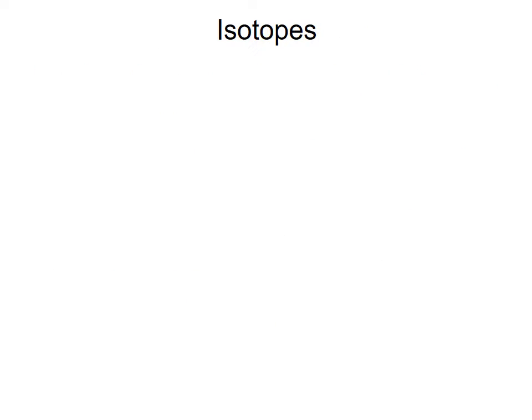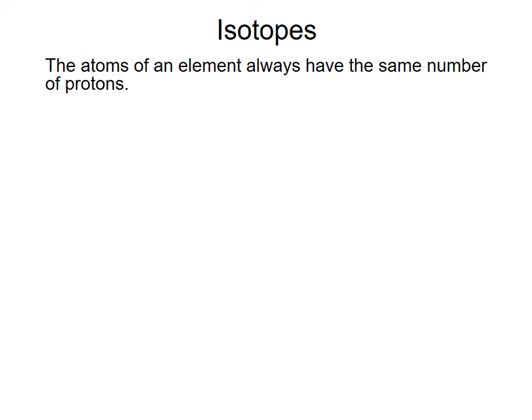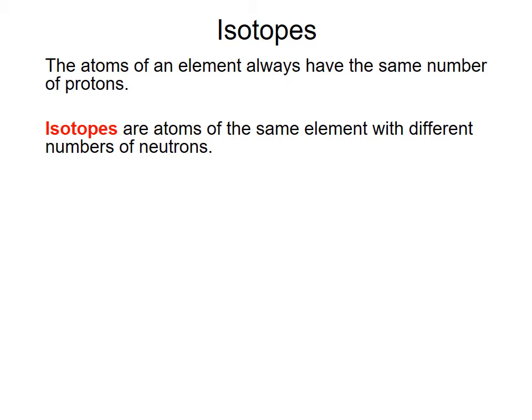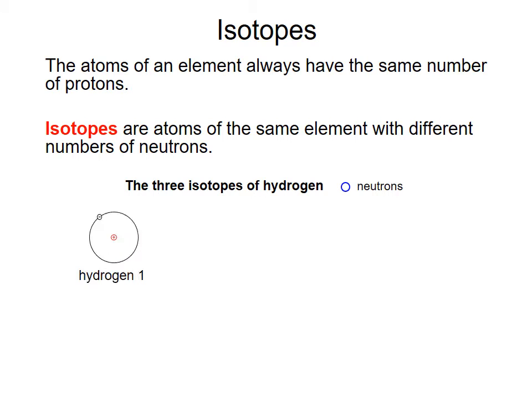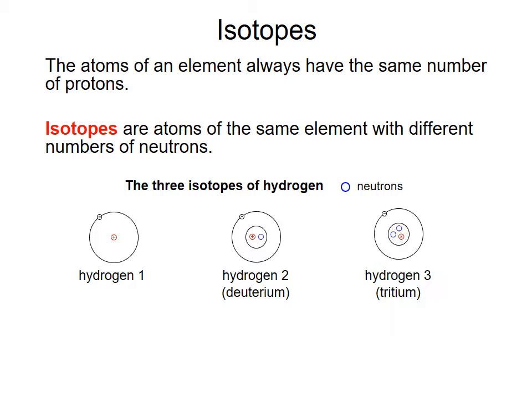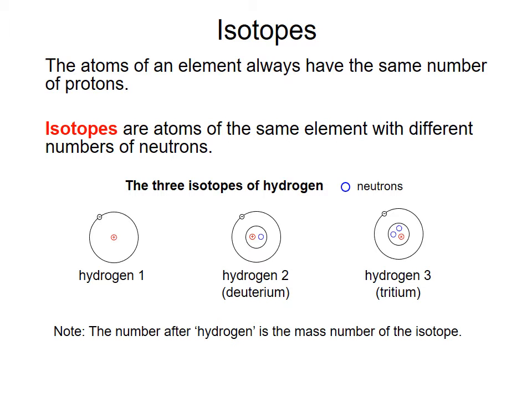There we go. But we also have something called isotopes, which you should have touched on in chemistry. Atoms of an element always have the same number of protons. Lithium always has 3 protons, carbon always has 6. However, the number of neutrons can change, and these are called isotopes. So the 3 isotopes of hydrogen are hydrogen-1, the most common, hydrogen-2, deuterium, used in nuclear power, and also tritium, also used in nuclear power. Notice it's hydrogen-2 because it has the mass number of 2, because it's got a proton plus a neutron in the nucleus, and hydrogen-3, tritium, has 2 neutrons and 1 proton. The number after hydrogen is the mass number of the isotope.